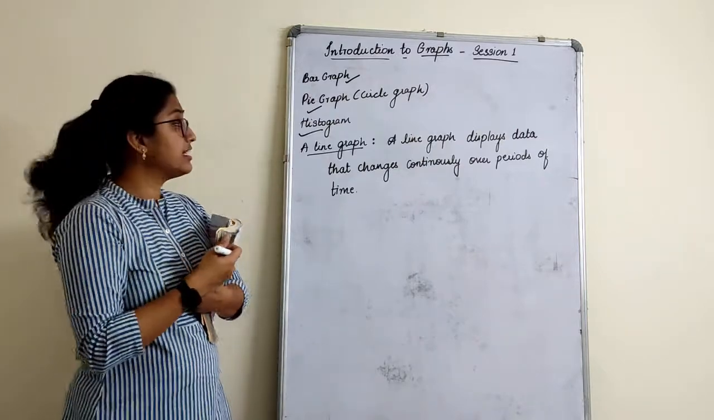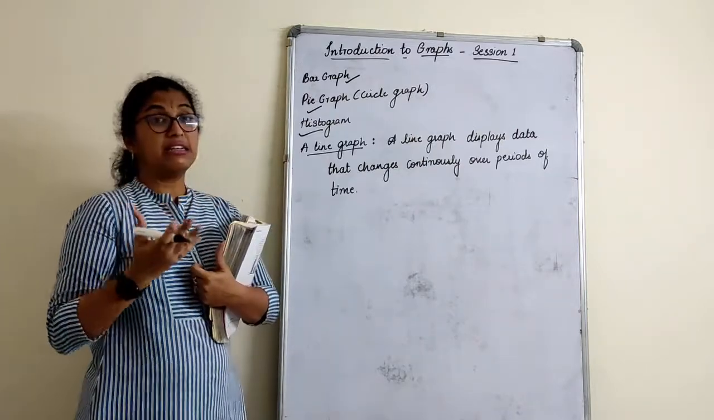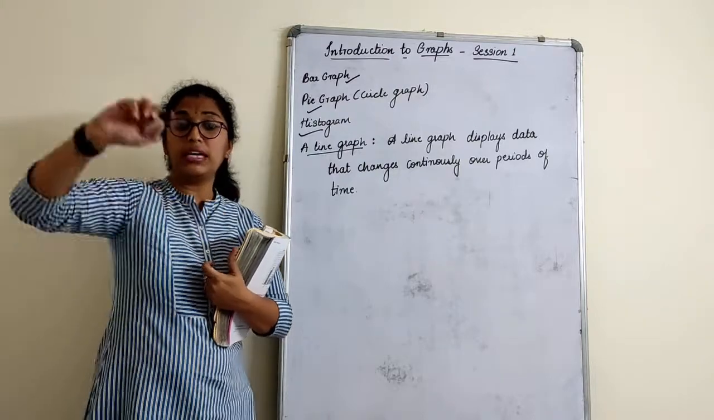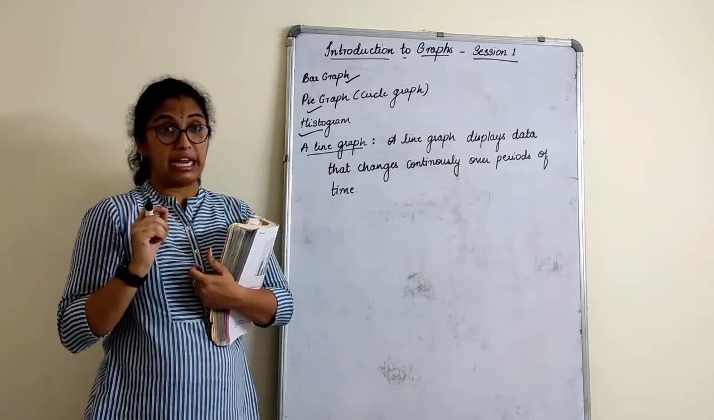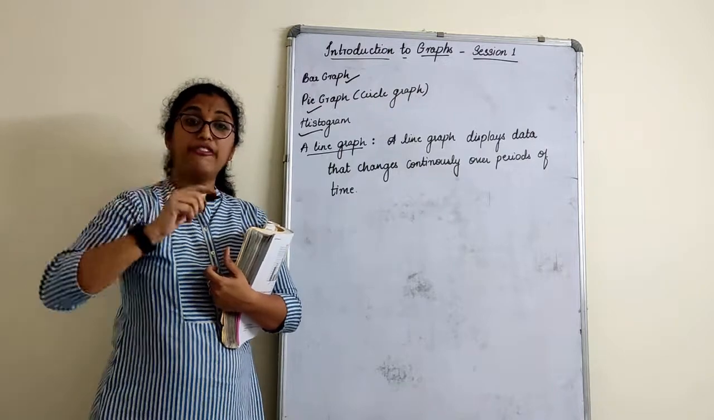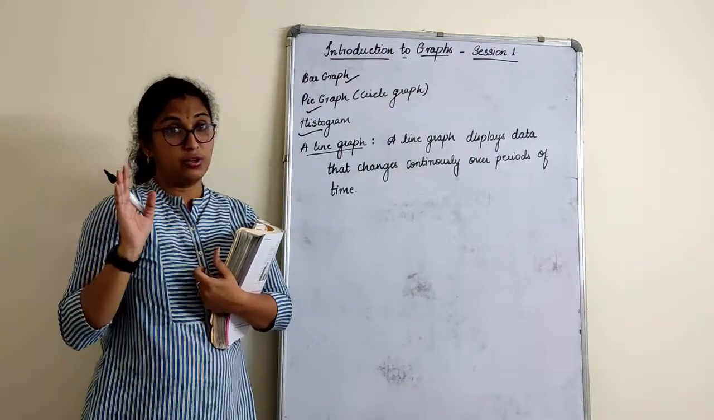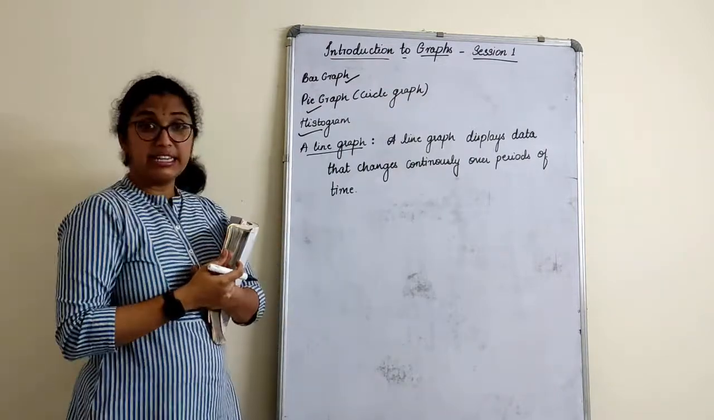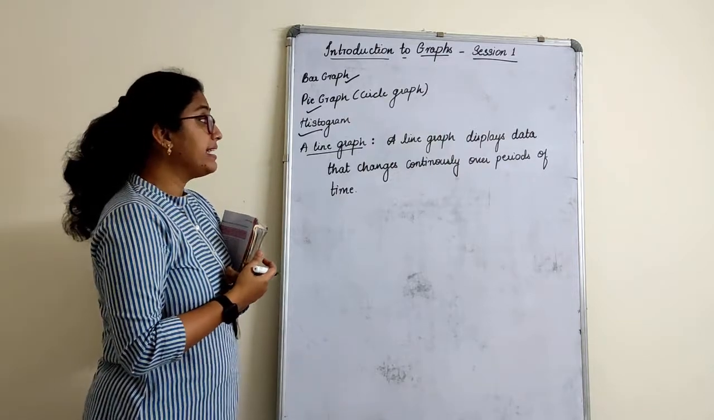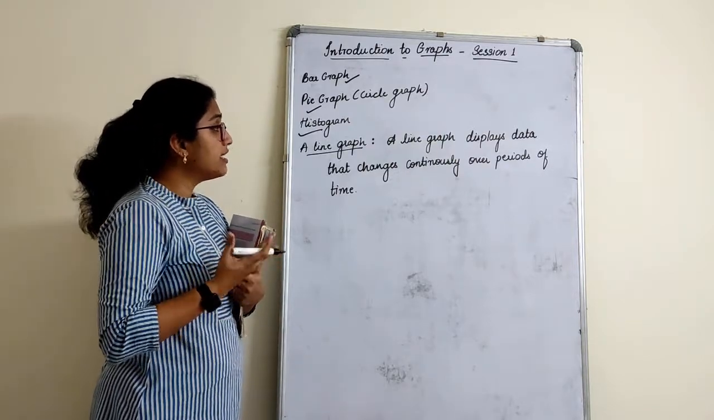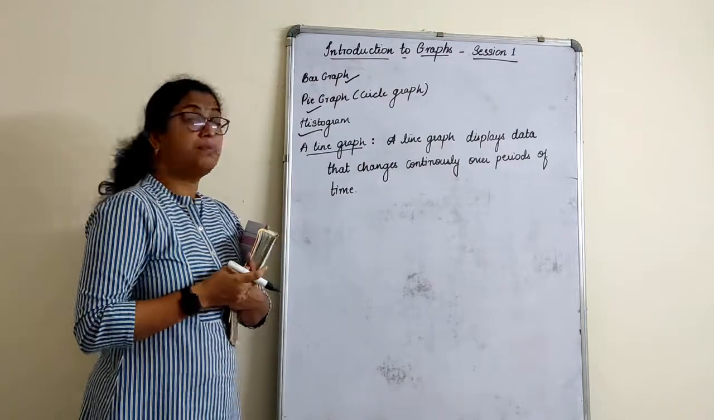So what is a line graph? See, linear graph, when I talk about, it only comes in the form of a straight line, but it is a graph joined by the points, right? A line graph, when we talk about, a line graph displays data that changes continuously over a period of time.